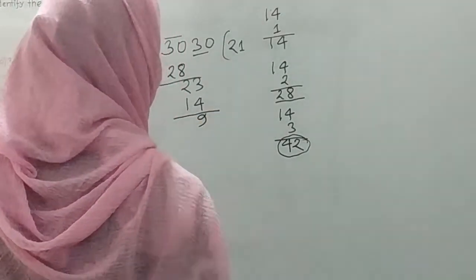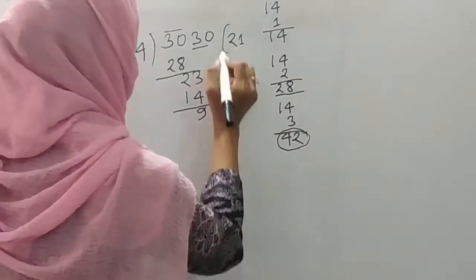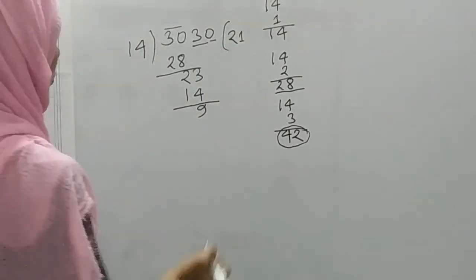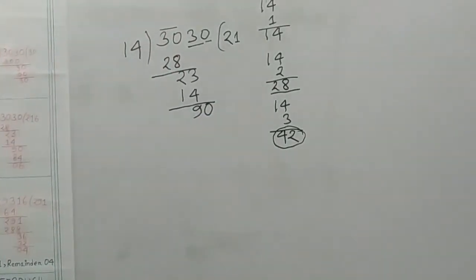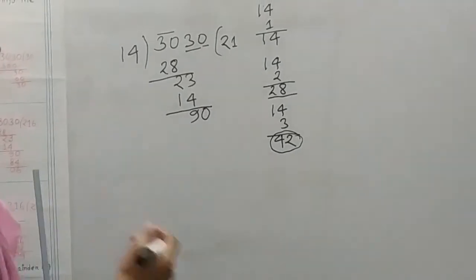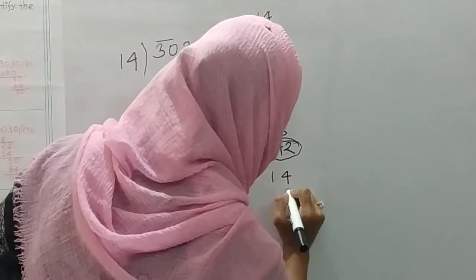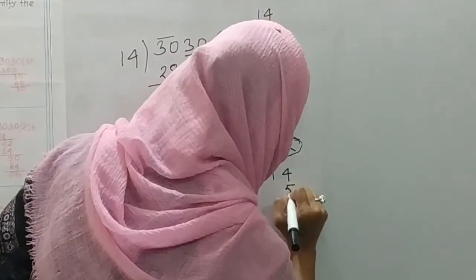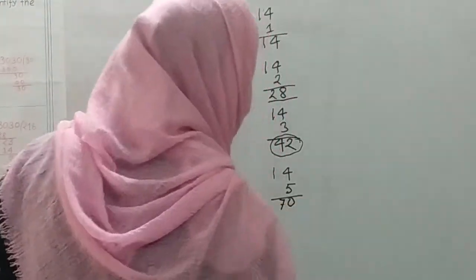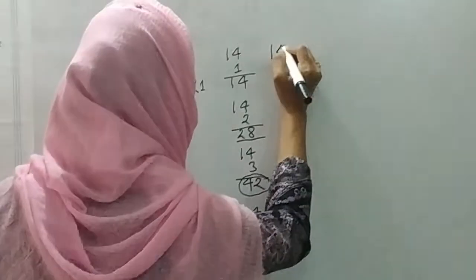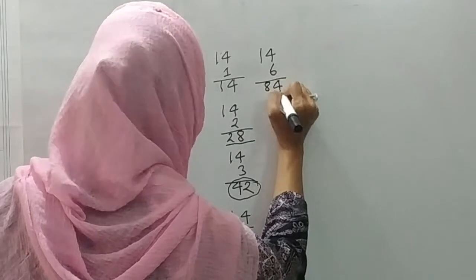That is 9. Here 9 is also smaller than 14. Then we have to take the last digit of our dividend, that is 0. Put here 0. We see that 90 is much bigger than 14. So we need another multiplication, that is 14 times 5 equals 70. 14 times 6 equals 84.